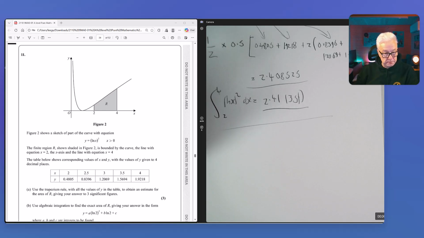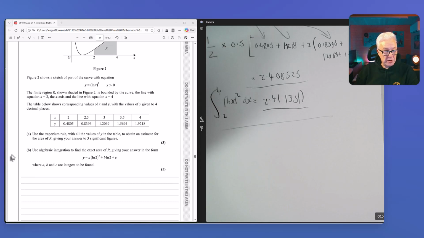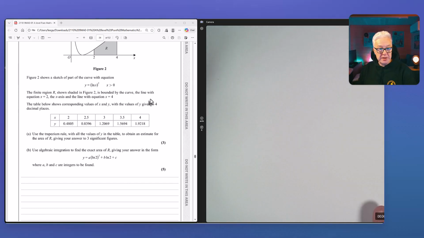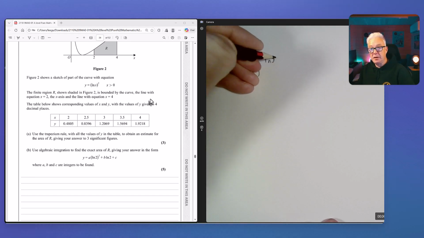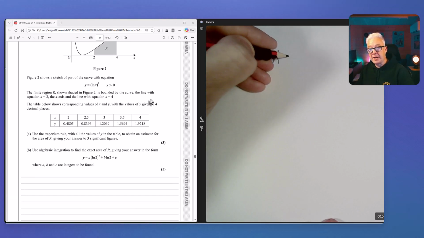Now, part B, this looks fun. What does it say for part B? It says use algebraic integration to find the exact area for R. So we've got to integrate ln²x, which is a nice jolly old thing to be doing. So it's now time for part B of this question, which is to integrate ln(x) all squared dx.